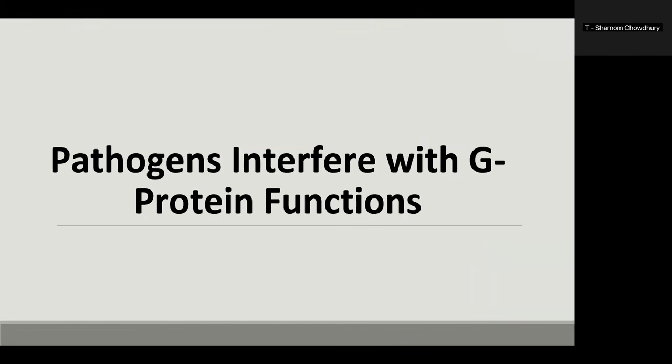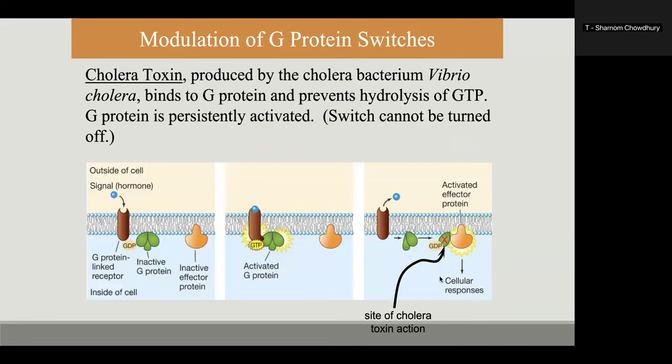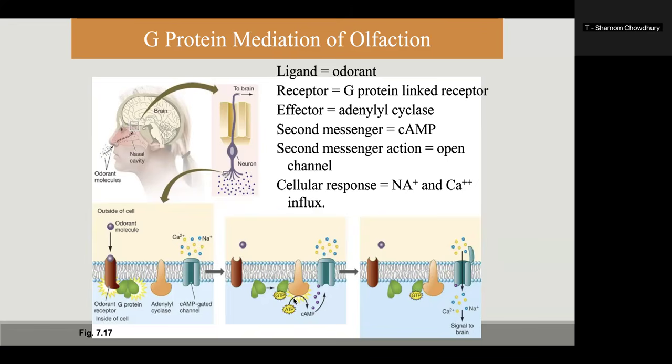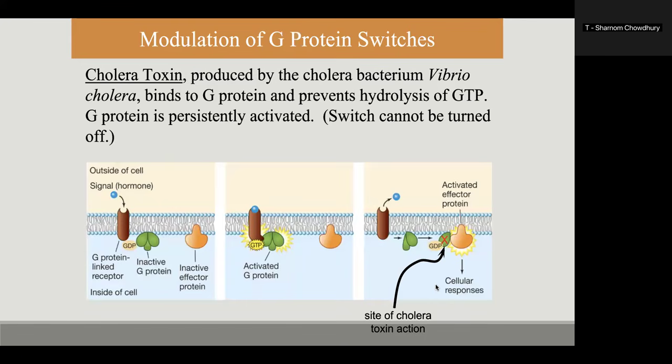So certain pathogens can interfere with G protein functions. So here you have cholera. What cholera does is, as I mentioned before, when the G protein is activated here, GTP activates it. Eventually, the subunit GTP gets hydrolyzed into GDP so that everything can return back to normal, right? Everything eventually has to come back to normal because you don't want this to be activated forever. What cholera does is that it binds to the G protein right here. So once the G protein is activated, it binds to the G protein and prevents the hydrolysis of GTP.